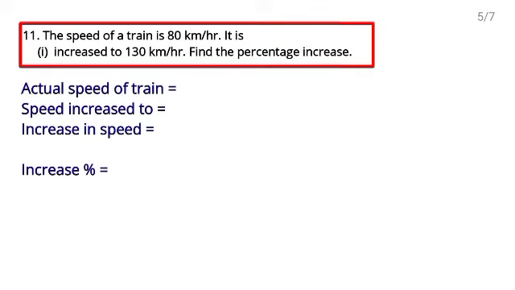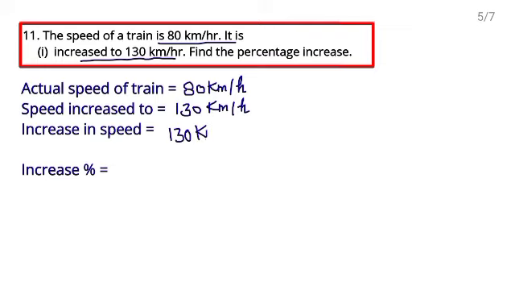Next question number 11. The speed of a train is 80 km/h. The actual speed they have given is 80 kilometer per hour, right? It increased to this. New speed क्या हो जाती है, 130 kilometer per hour, right? Now what is the increase? कितना increase हुआ है? Subtract कर लेते हैं, 130 kilometer per hour minus 80 kilometer per hour. This is equal to 50 kilometer per hour. Right, this is the increase.